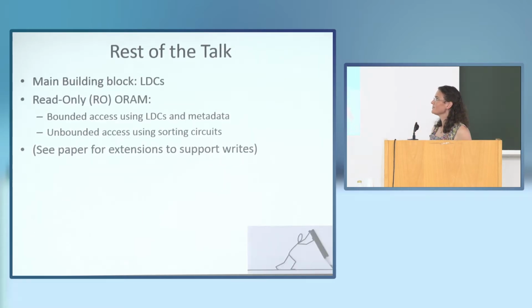Okay. So for the constructions, after I explain what locally decodable codes are, I want to show you our read-only construction. Unfortunately, I won't have time to say anything about writes. I'm going to start with a scheme that doesn't really get what we want. It's going to be oblivious for an a priori bounded number of accesses, and then we're going to remove this restriction. But we're going to start with locally decodable codes.